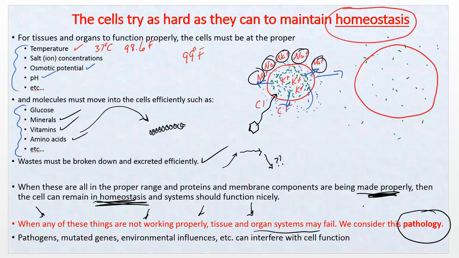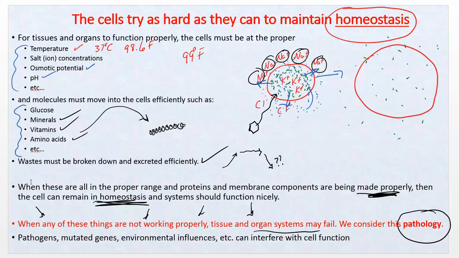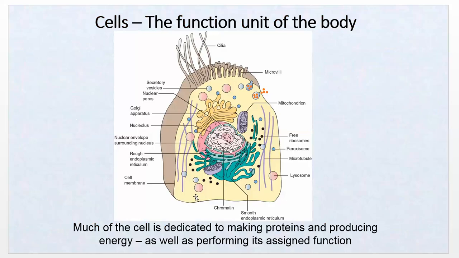We're studying the physiology, but physiology, what you've learned so far, has been about things working properly, and now we want to say, okay, this is the way it works, and that's what we're going to spend this video doing. And then in the future, we'll start talking about what's going wrong with things. Pathogens, mutated genes, environmental influence, etc., can interfere with cell function. So we're going to introduce some of those things.